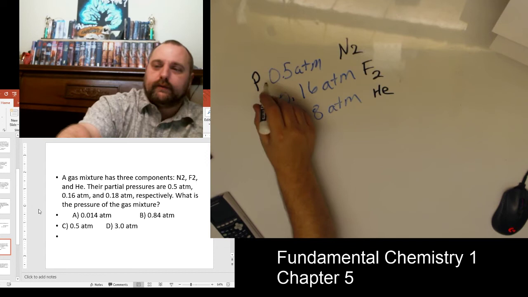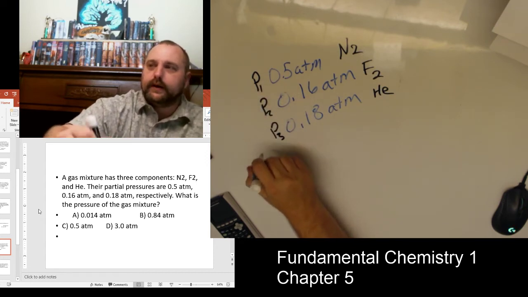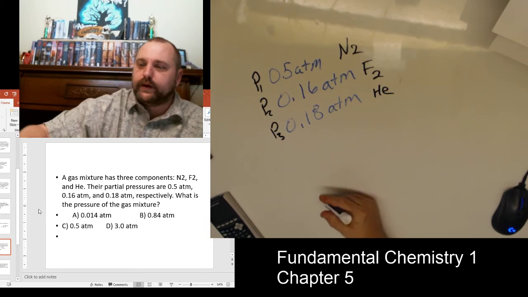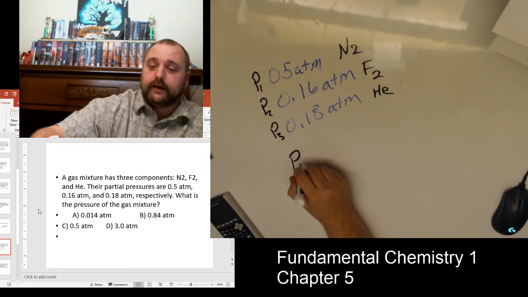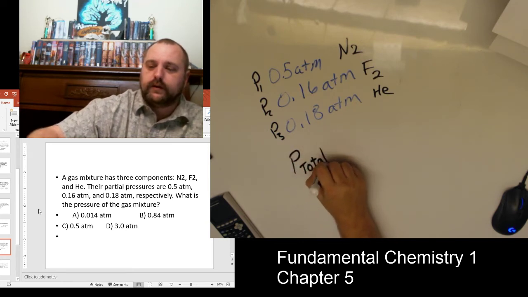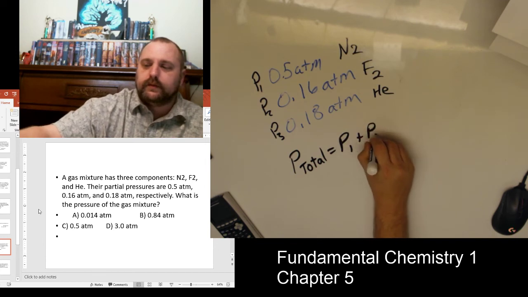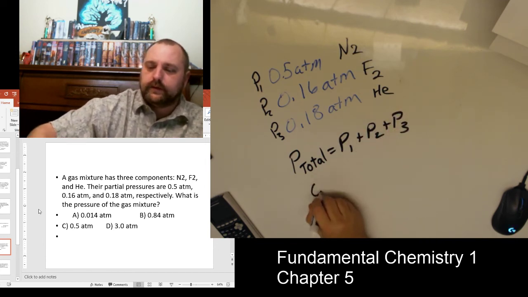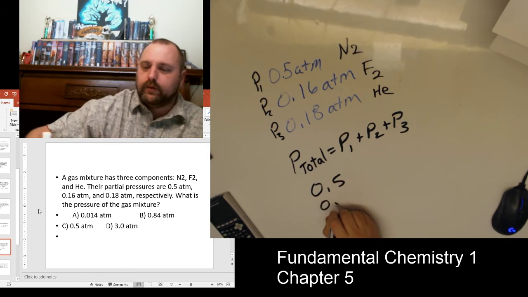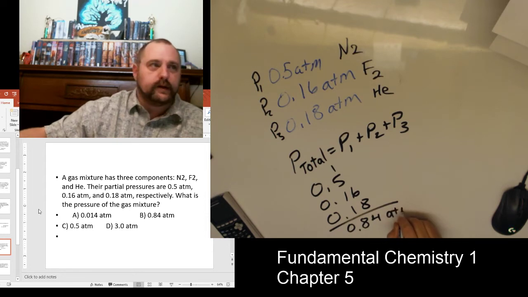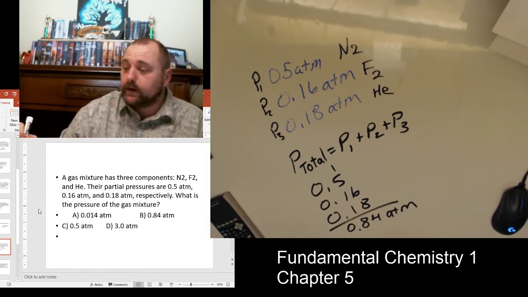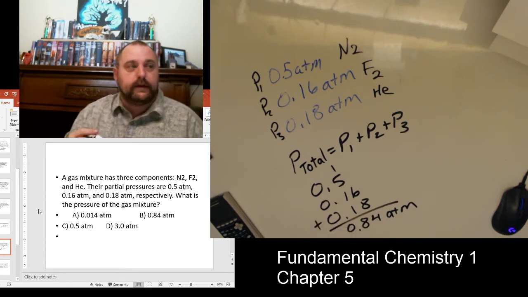So I've got 3 different gases, 1, 2, 3, and it wants to know the pressure of the mixture. So we're going to be using Dalton's law of partial pressures. And it just says that for the total mixture, you just add up the pressure for all of these. So 0.5 and 0.16 and 0.18. All right, so there's 0.5 plus 0.16 plus 0.18, which is 0.84 atm. And that's B. Okay. So we just added these up.